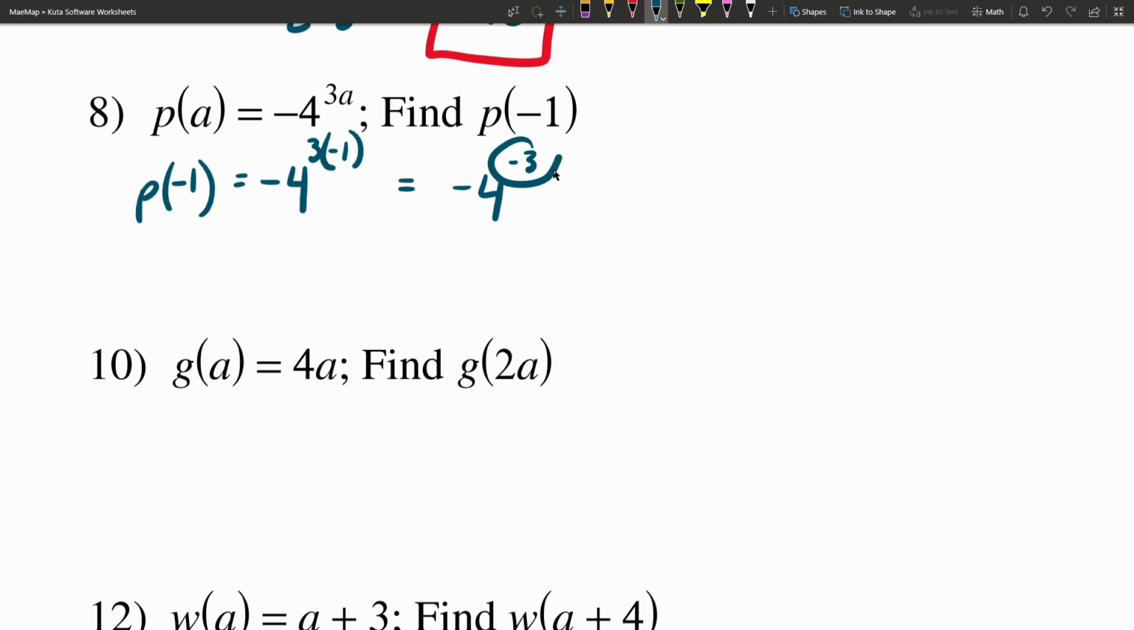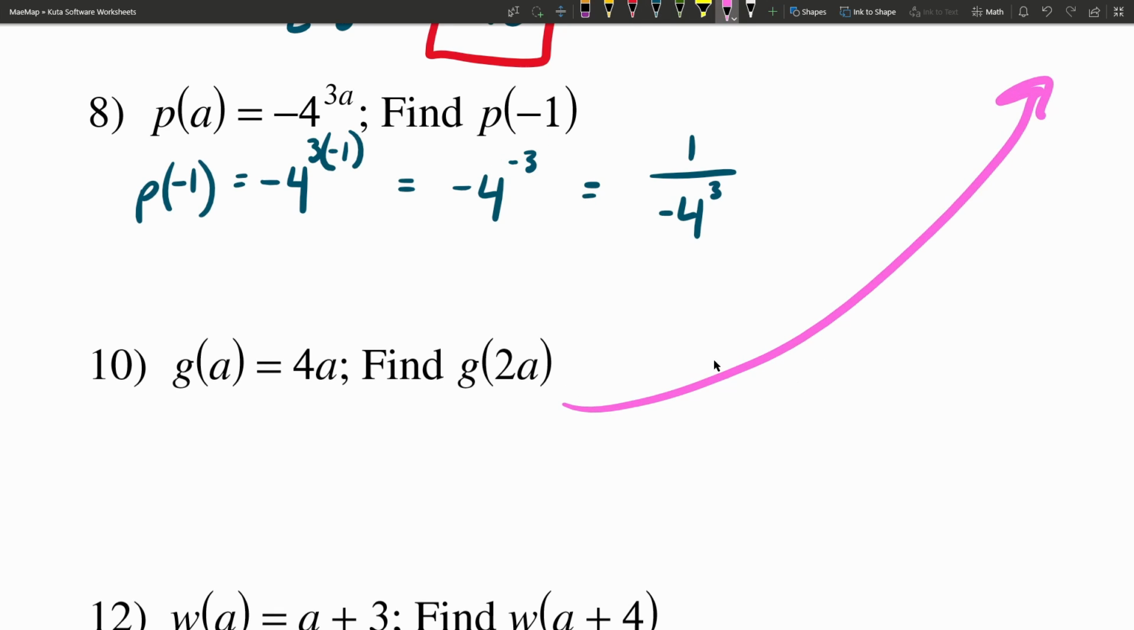And how do we evaluate negative 4 to the negative 3? Well, remember, a negative exponent can be written as a positive exponent in the denominator of a fraction. So I'm going to write this as 1 over negative 4 to the positive 3. If you need a refresher on those negative exponents, again, I'll leave a card over here or a link in the description below, so check out those if you need a quick refresher.